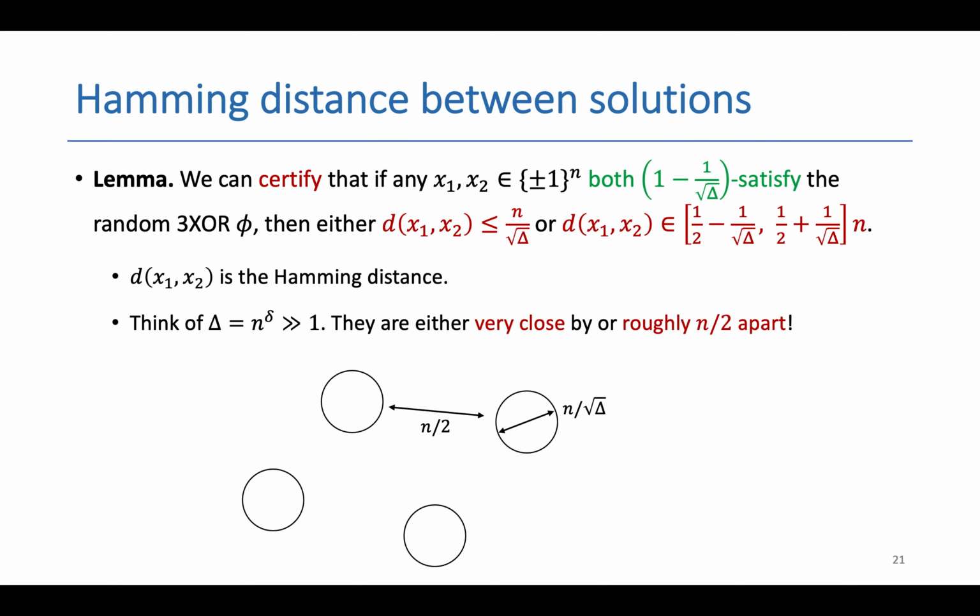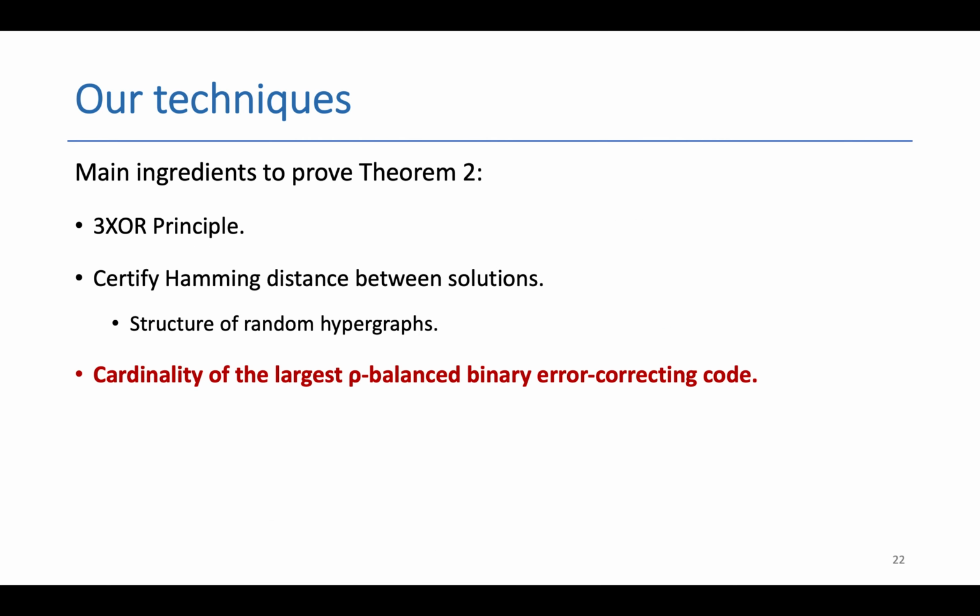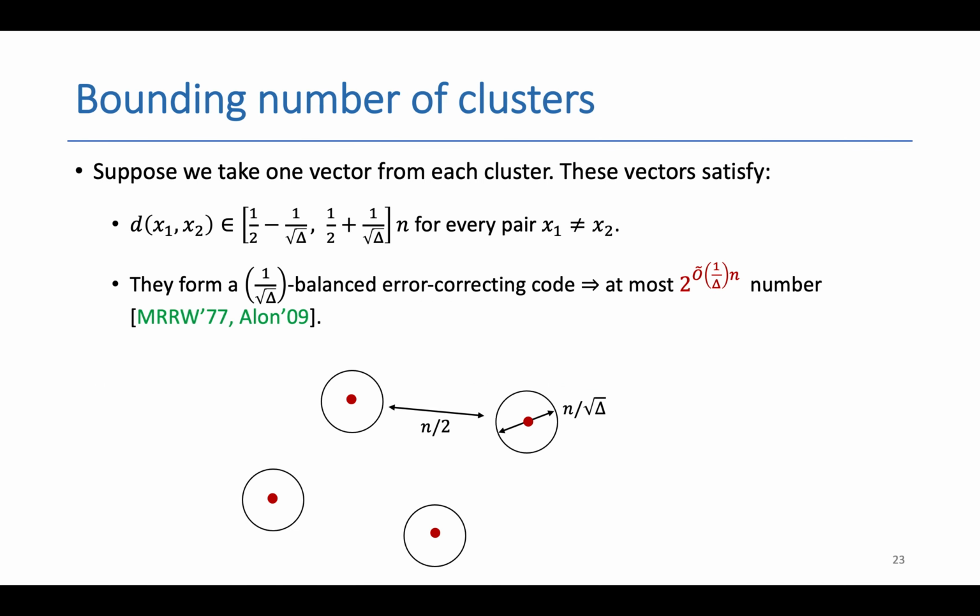So in particular, this already tells us that from the lens of an efficient algorithm, all the solutions kind of live in small clusters. These clusters have diameter at most 1 over square root delta, and also these clusters are pretty far apart. Now, these clusters being pretty far apart is going to let us certify an upper bound on the number of clusters. So let's see how to do that.